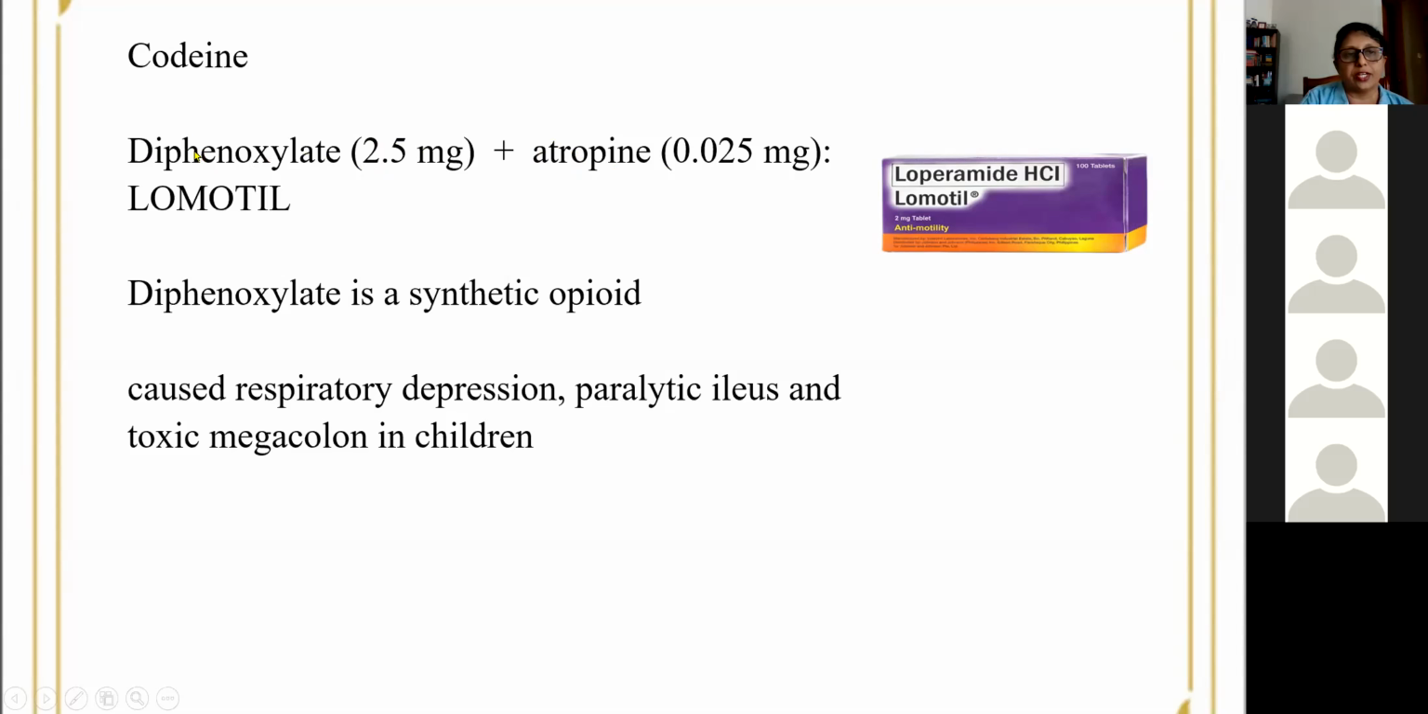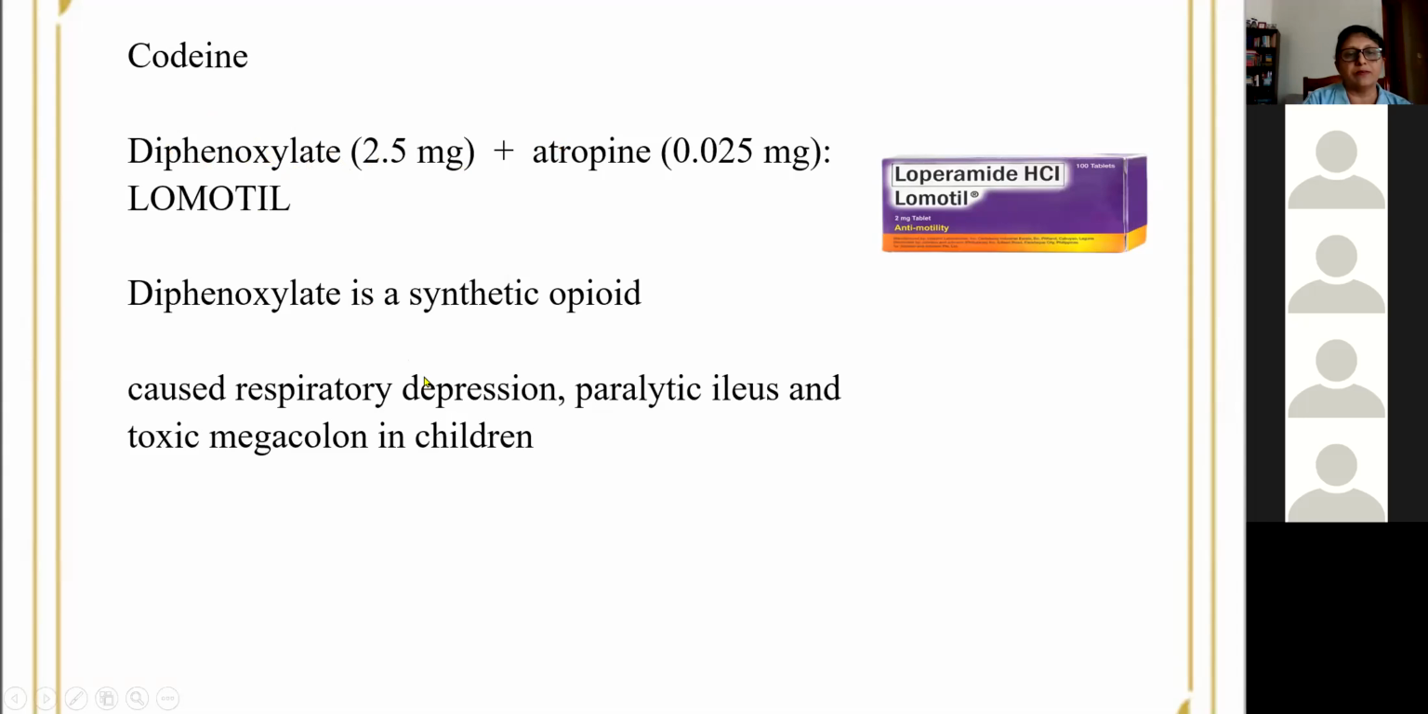Why is atropine added to diphenoxylate? Because this is an opioid drug, so it may cause some addiction. To reduce the addiction liability, atropine is added. Atropine is an anticholinergic drug, so when you take it, it may cause anticholinergic side effects like dryness of mouth, etc. So the patients won't get addicted to this drug. Otherwise, with just diphenoxylate, they will keep on taking it because it may produce addiction. That is why atropine is added.